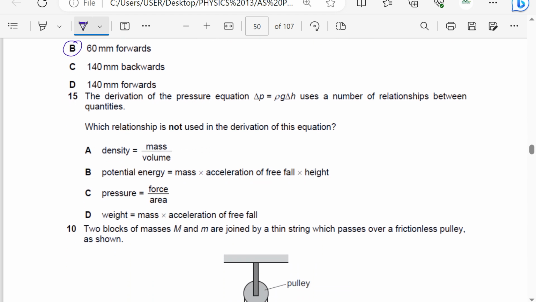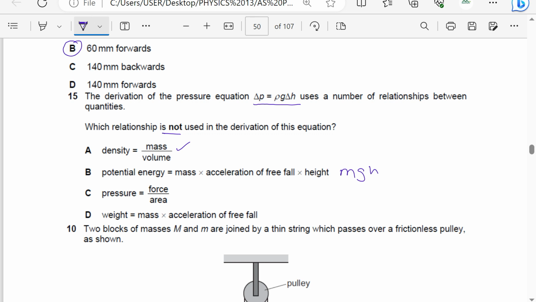This is part 7. The derivation of the pressure equation delta P is equal to rho g delta h uses a number of relationships between quantities. Which relationship is not used in the derivation of this equation? So to derive that equation, of course, rho is density, that is mass over volume. This could be used. Then potential energy is mgh.